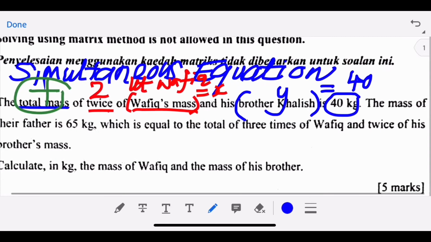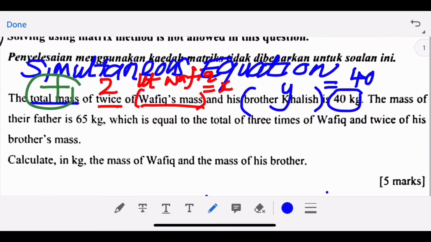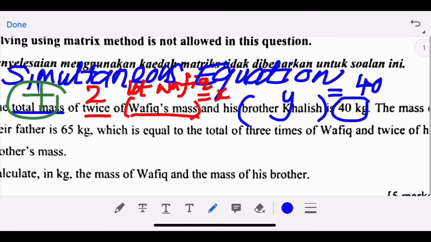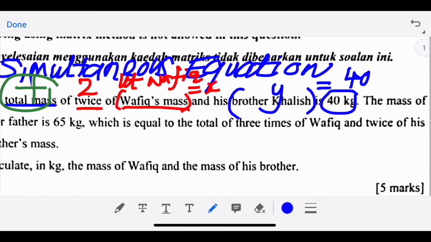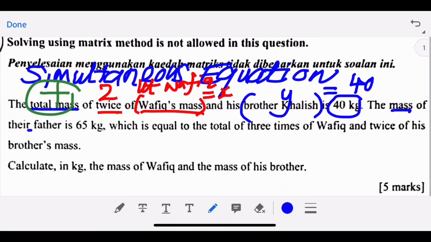From there you can see how to write the equation. How many X will you write? You will write 2X plus how many Y? Only one Y, because it is his brother's mass. So from the first sentence, you need to convert to a mathematical equation. You will write 2x plus y equal to 40. Then we continue with the next sentence.